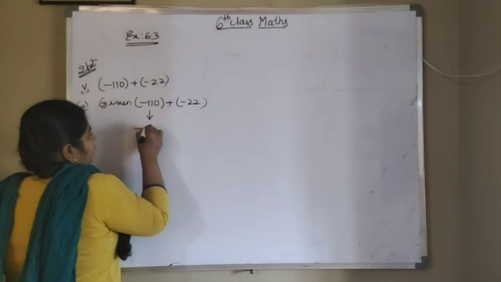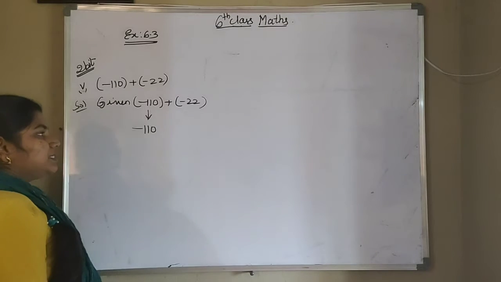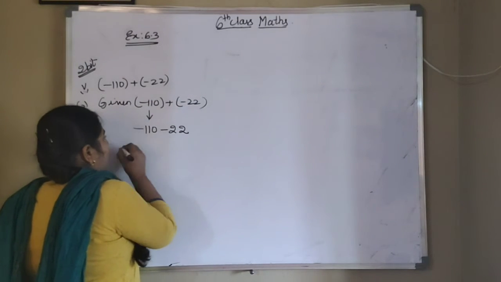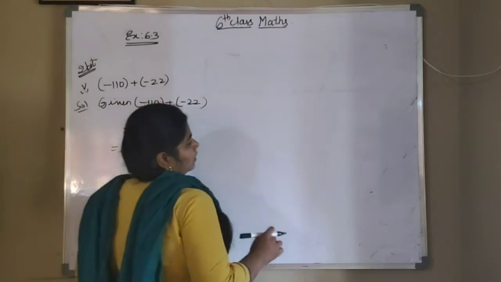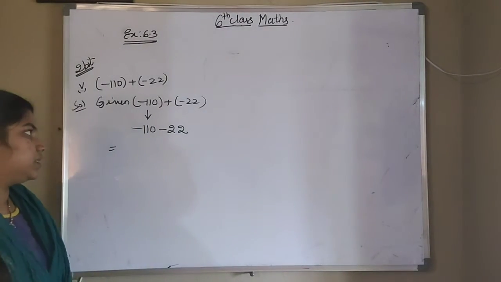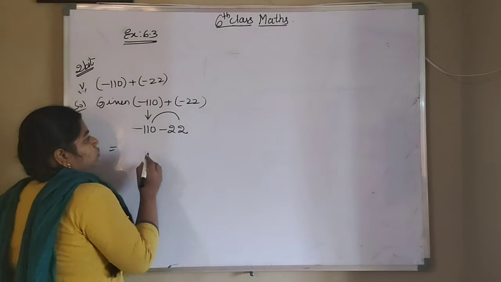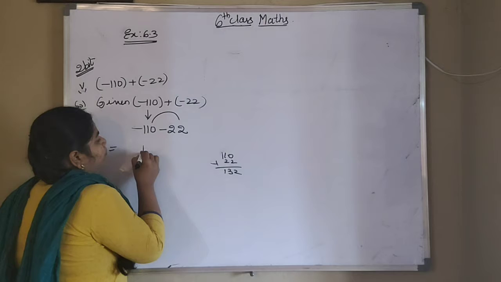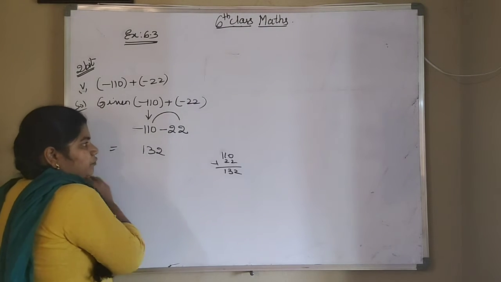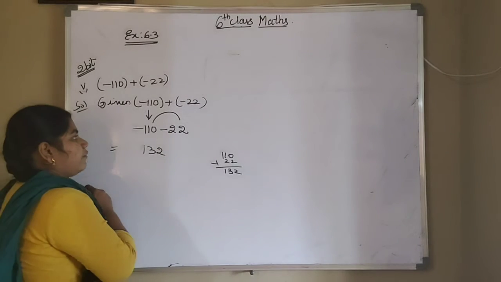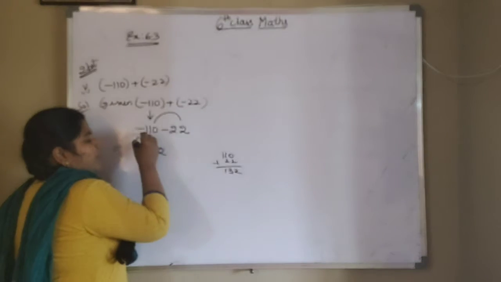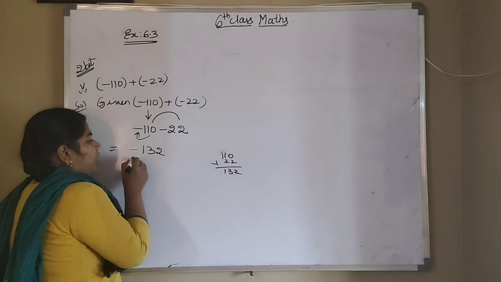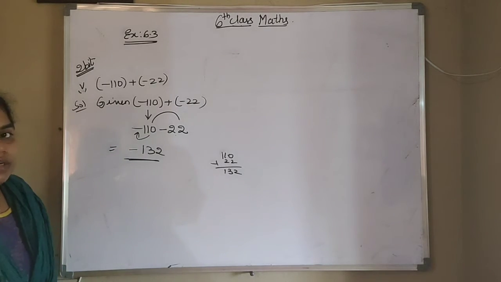So this minus 110 you write as it is, and double sign make it into single sign. So plus into minus is minus 22. Now minus into minus is what? Plus. So we have to add the numbers. So 110 plus 22, how much it will be? 132. And which sign we have to take here? Bigger number sign we have to take. So what is a bigger number in this 110 and 22? That is 110. So what is the sign of bigger number? Minus. So the answer will be minus 132.